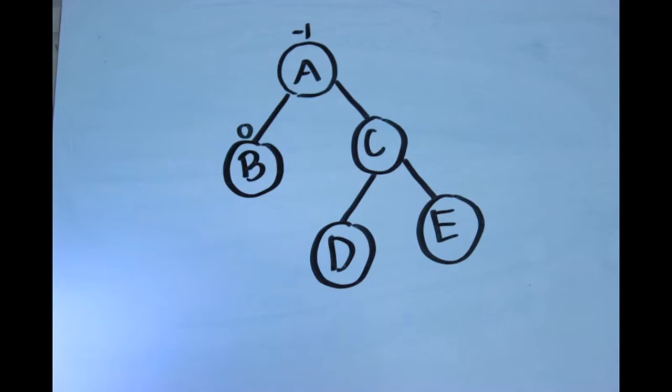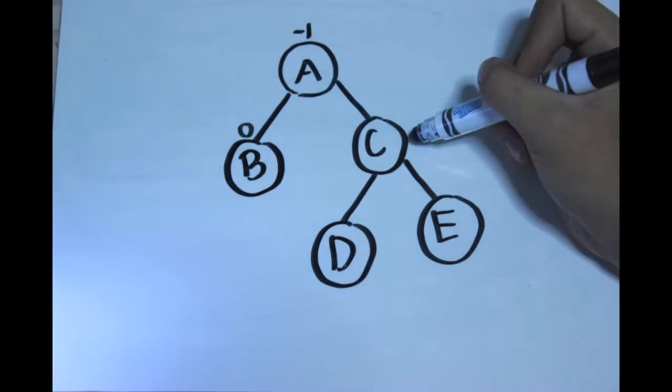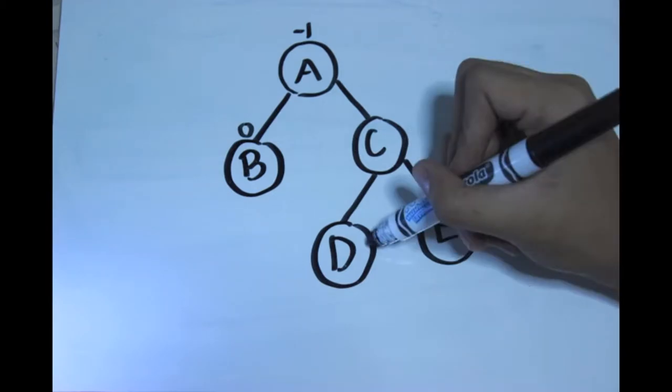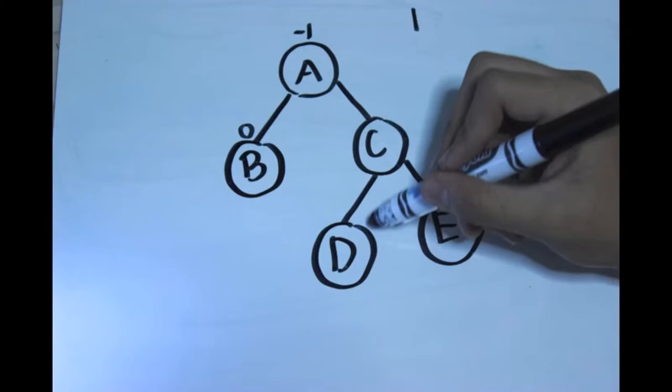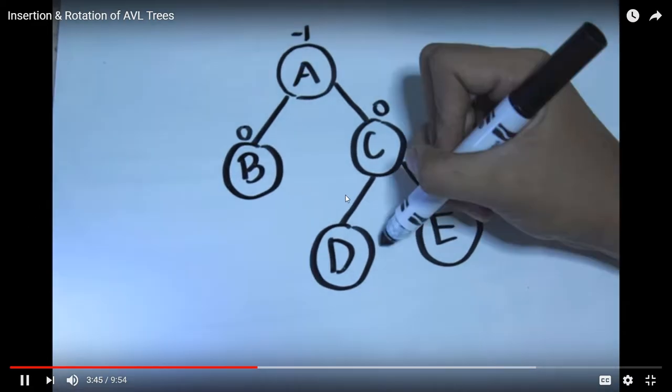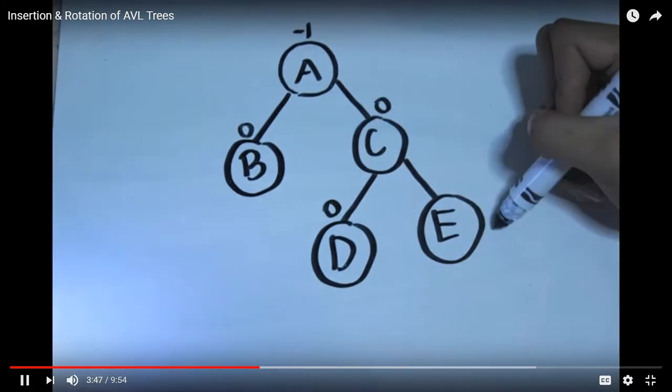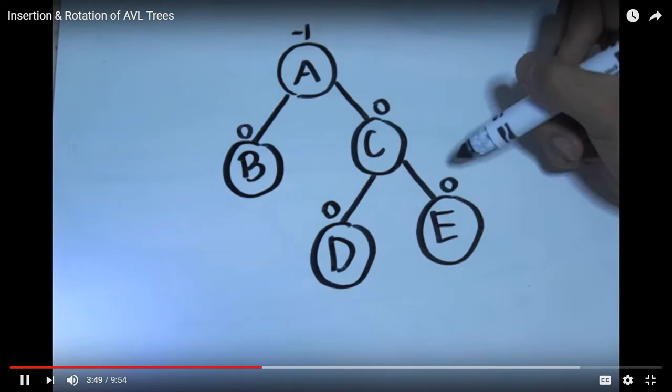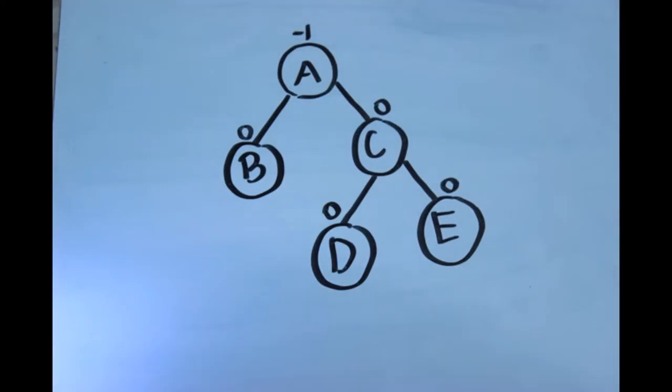Let's check the balance factor of C. Let's go to its left subtree. Since its left subtree only has a height of 1, we put down 1. Now, we check its right subtree. Since its right subtree has a value of 1. Now let's check D and E. Since D has no child and E has no child, we can say that they both have balance factors of 0.